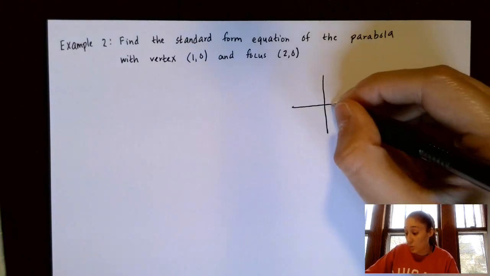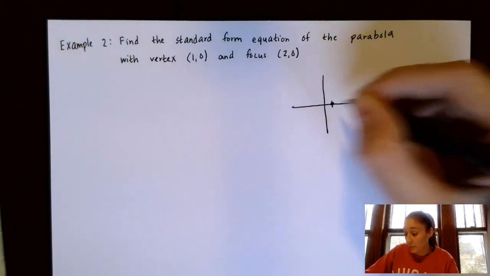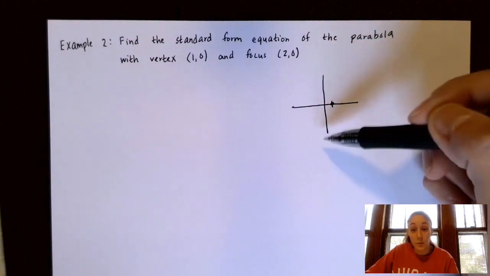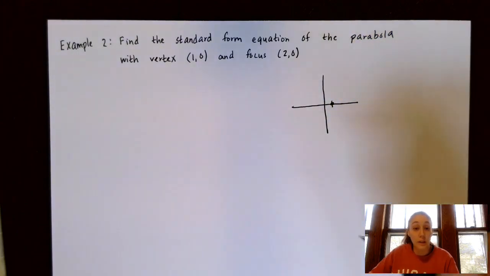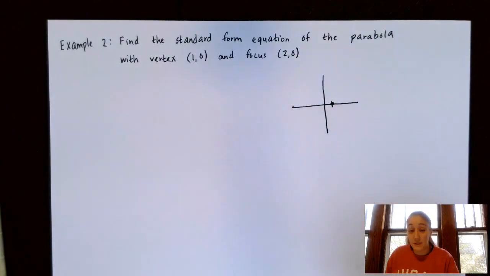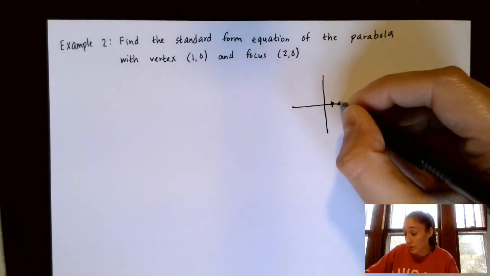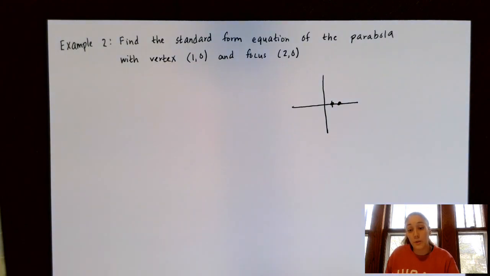So my vertex is (1, 0), right here. At this point, with only this information, this parabola could open up, down, left, or right. We don't know. But they give us a second piece of information, and that is that the focus is at (2, 0). So remember that the point for the focus and the vertex always align.